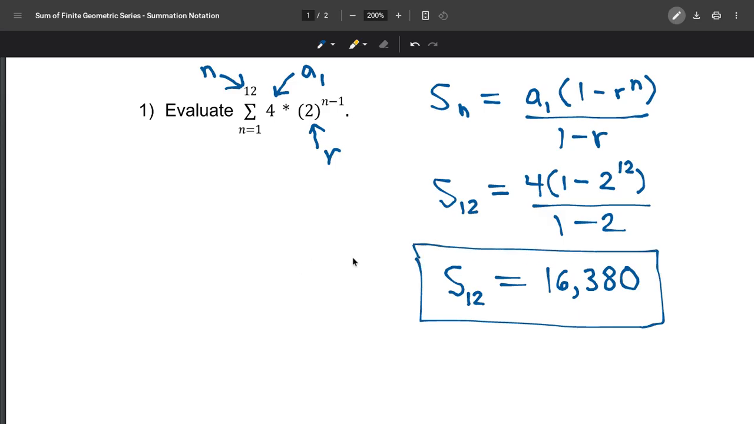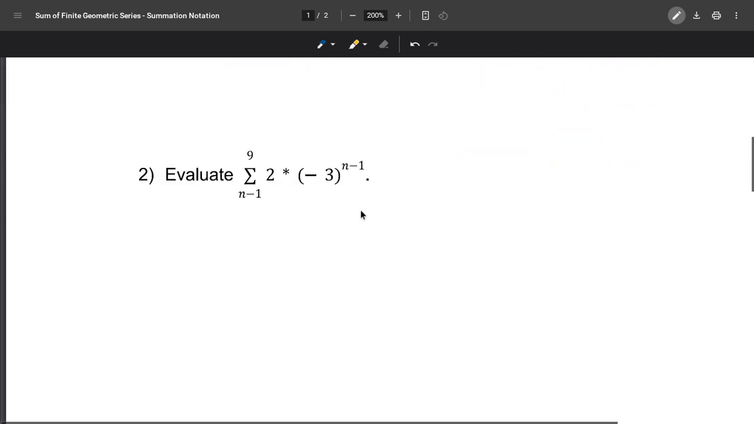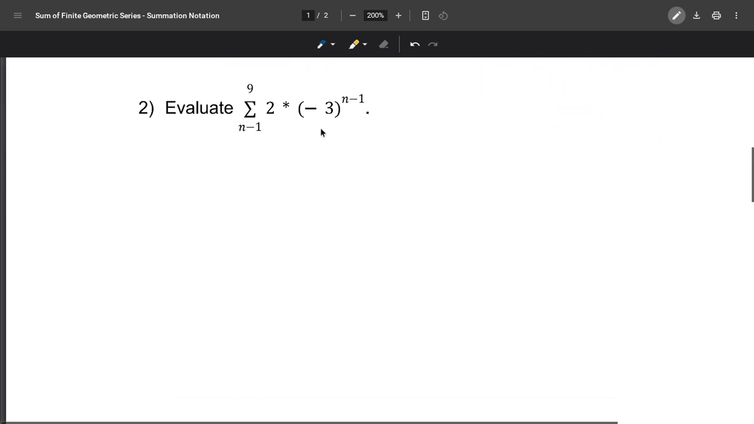And there we go. So that's how we do the first one. As always, practice makes perfect, so let's go through a few more. Let's go down to problem 2. We're going to evaluate this sum. This should be n equals 1 to 9, a little typo there. The first term is going to be 2. The common ratio here is -3. And there are 9 terms.